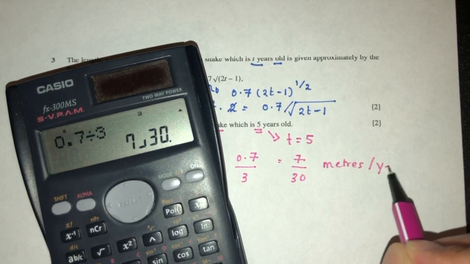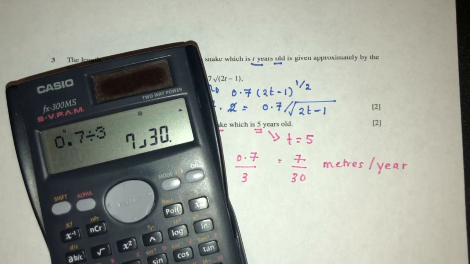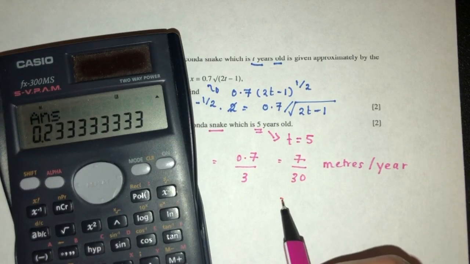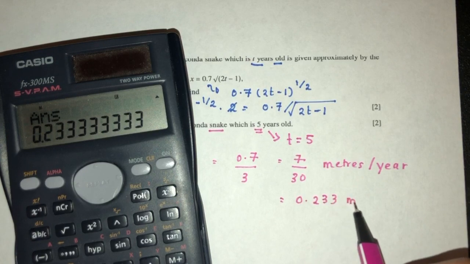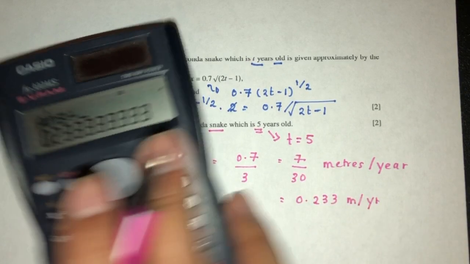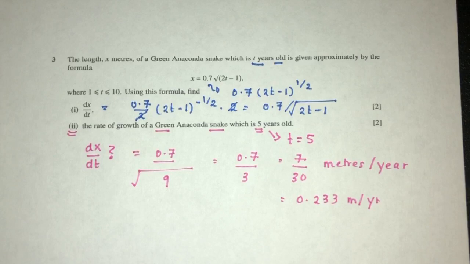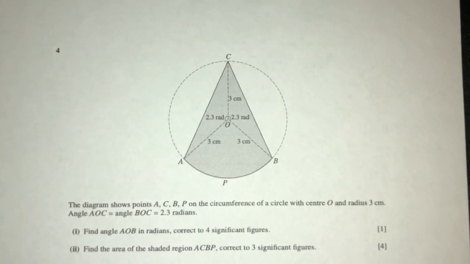per year. That's the rate of growth, or we can just also write down the decimal if you want to, 0.233 meters per year. Up to you. And that will be the question in relation to differentiation. Now let's move on to the next question.